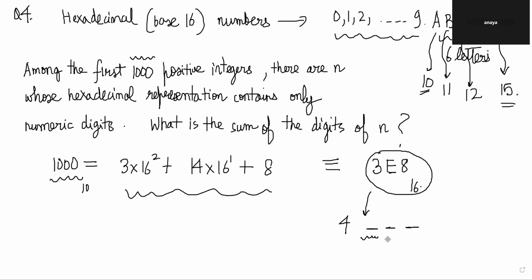What are the options for the second digit? 10. And how many for this digit? Uh, 8. No, 10. Oh, right. Since your second digit is smaller. Okay, yeah, 10. So 400. This includes one case where all are zero, which is not going to be positive.